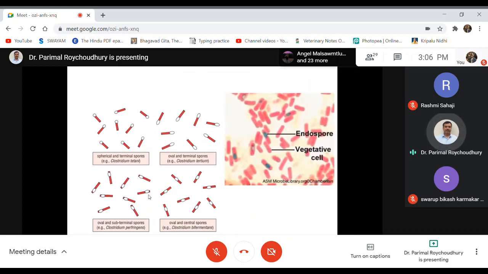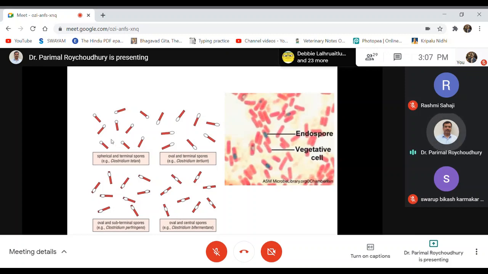This is a schematic diagram showing different types of spore positions: terminal round, terminal oval, subterminal, and somewhat central. So depending on the location of the spores, we can identify the bacteria.